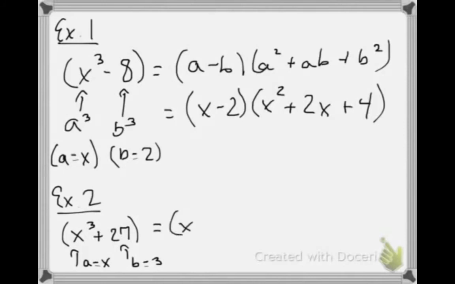So we have x plus 3, because remember for our first factor, we use the same sign as the original problem, so it's x plus 3 this time. Then we do x squared, and then ab will be 3x, but we'll put a minus, because we always use the opposite sign from the problem here. And then we do b squared, which is 9, so plus 9. Hopefully now you're starting to get the hang of it.